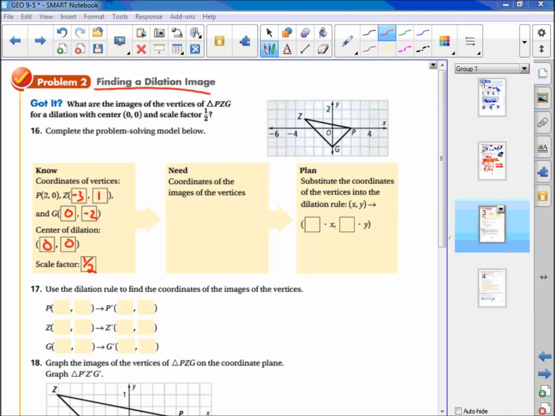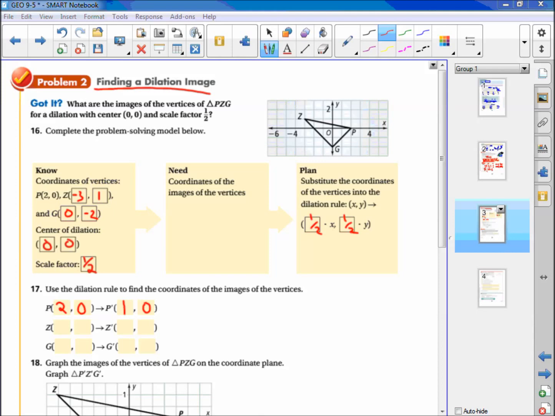We could just take the old coordinates, okay, and multiply them by 1/2 for both the x and y. Those are our scale factors, and we should get the new image. So let's see how that works. So the pre-image for P was 2, 0. The new image will be times by 1/2 to both of the coordinates. So our new image will be 1 and 0. 2 times 1/2 and 0 times 1/2.